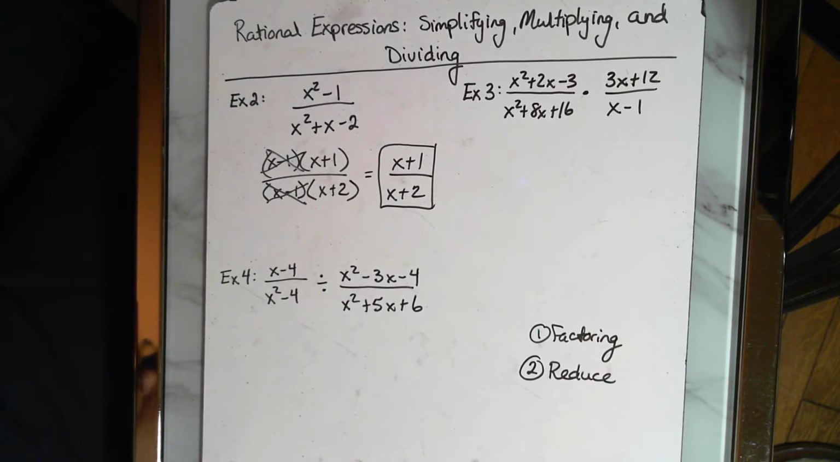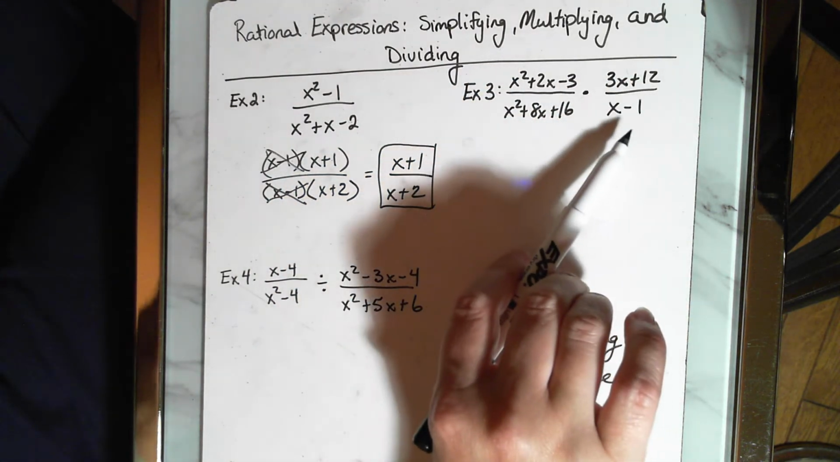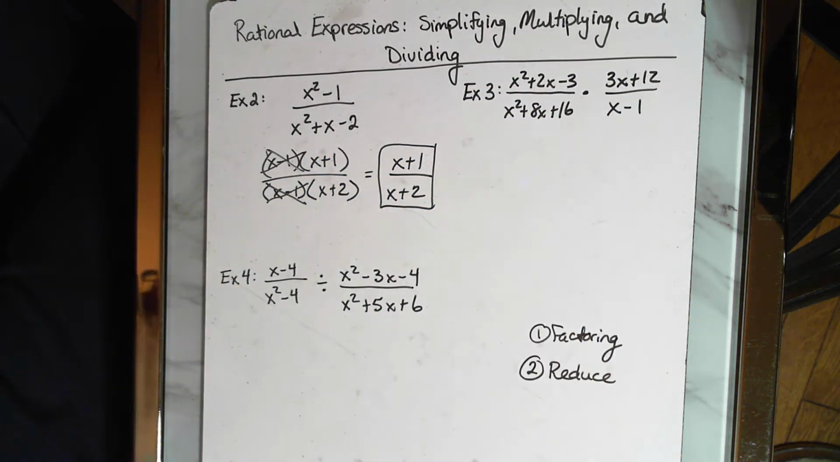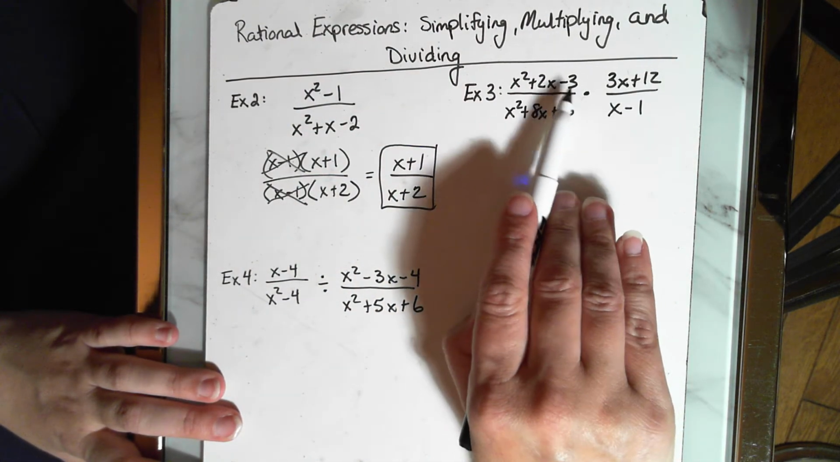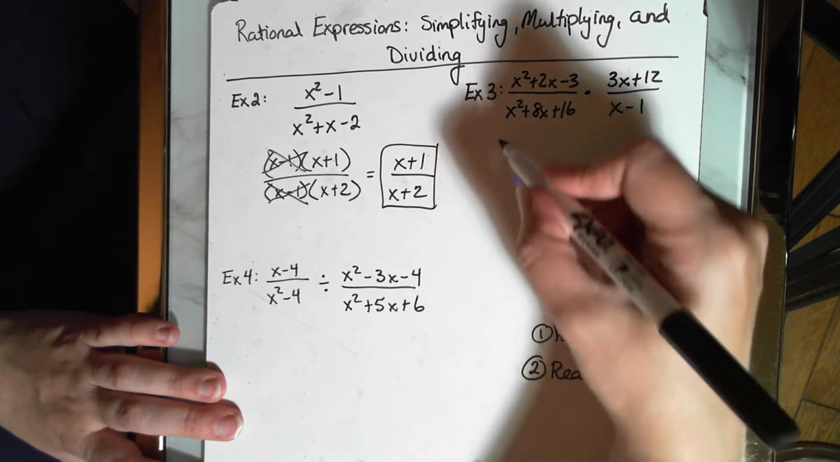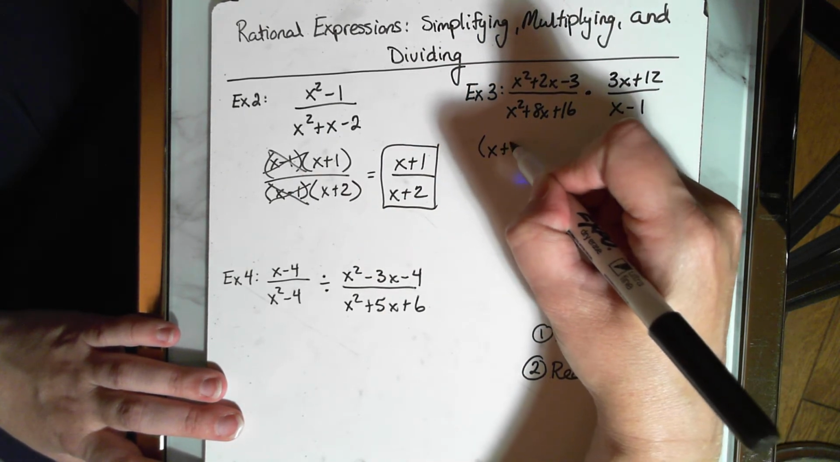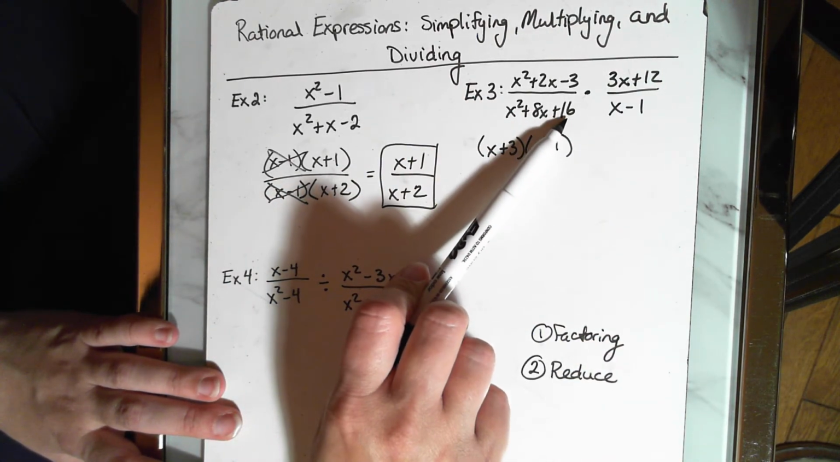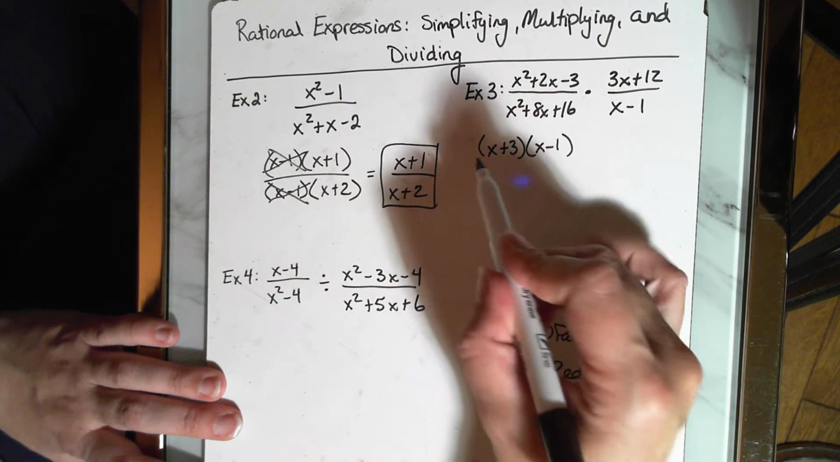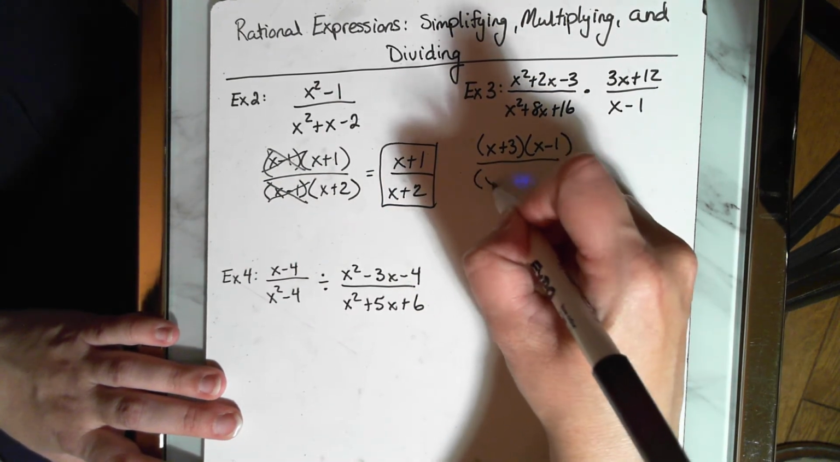Example 3, surprisingly, will work almost exactly the same as example 2. I just factor every single expression here. I cross out everything that can reduce, and then I write it all just as multiplication. I just rewrite it into one big fraction. So in this one, this is a trinomial. I need something that multiplies to negative 3 and adds to positive 2. So that's x plus 3 and x minus 1. In this one, I need something that multiplies to 16 and adds to 8. So that's x plus 4 and x plus 4.